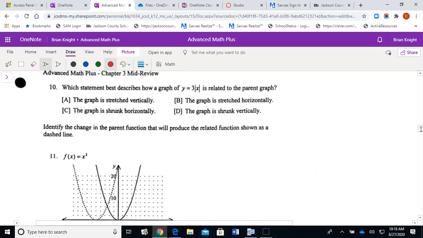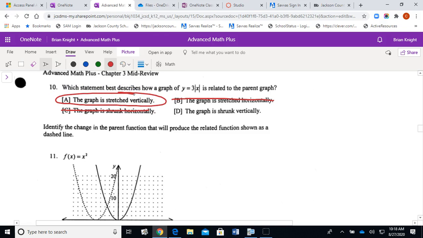10. We are multiplying stretches and shrinks. Where are we multiplying? Where is that 3 at? Outside, so it's going to be up and down, which is called vertically. So that means it can't be C or B. It's got to be A or D, and you just got to figure out, okay, it's 3. Would that be a stretch or a shrink? Stretch. 3 is bigger than 1, so it's a stretch. So it has to be A.